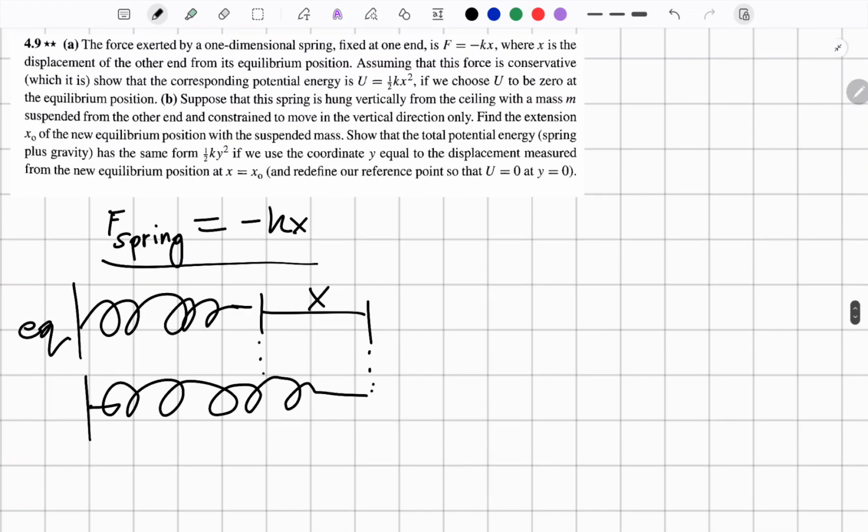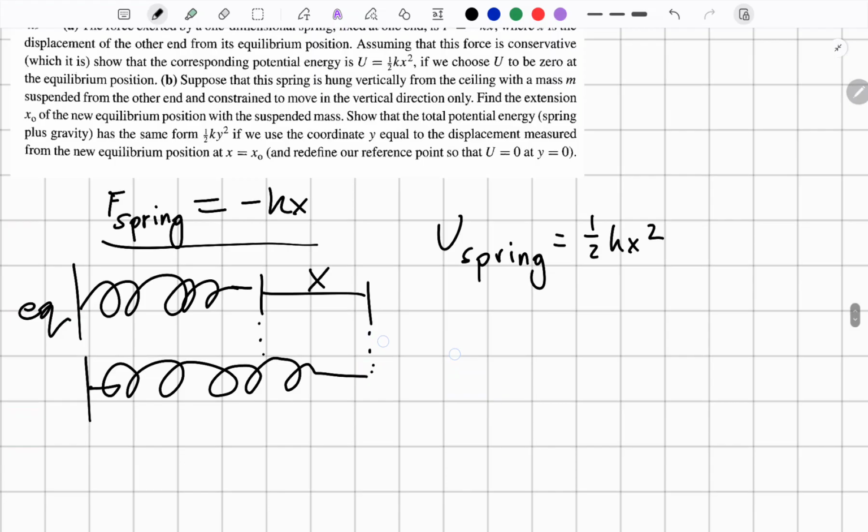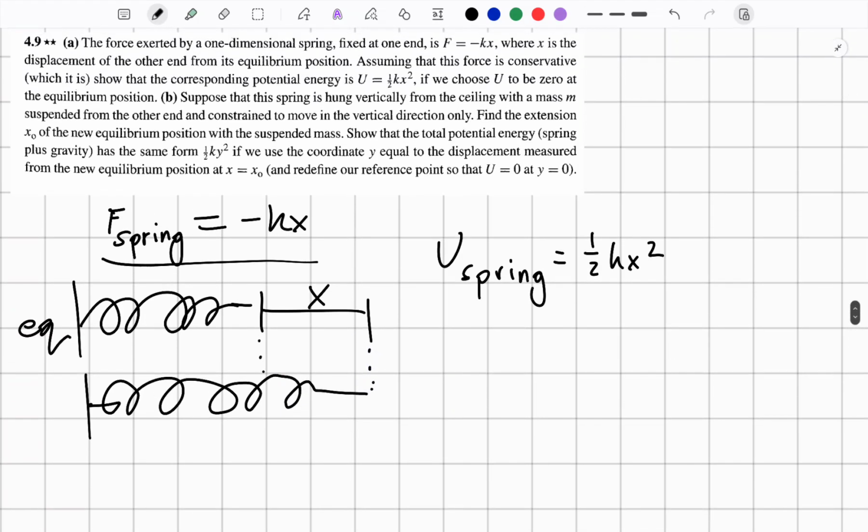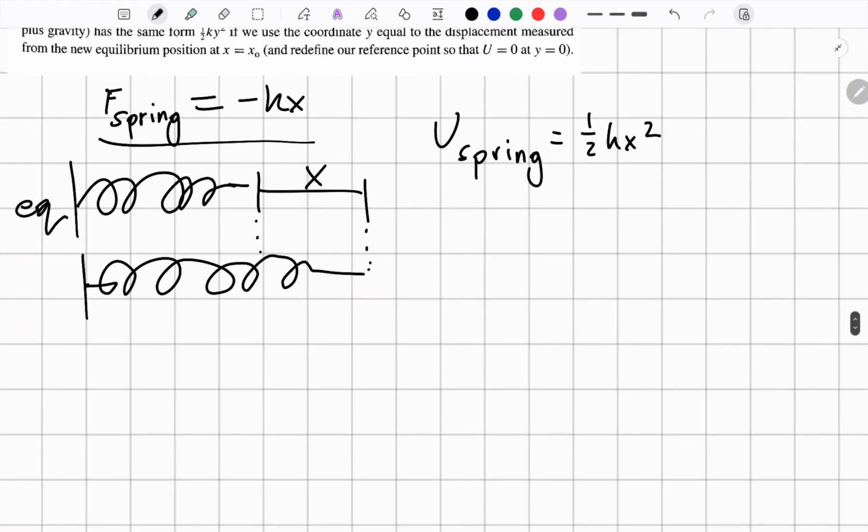Now it's saying to show that the corresponding potential energy of the spring is 1/2 kx squared. And we can start the same way that we usually do. We're assuming the force is conservative, which it is. And we're going to show that the spring's potential energy is 1/2 kx squared. Of course, depending on that k value, the spring constant.